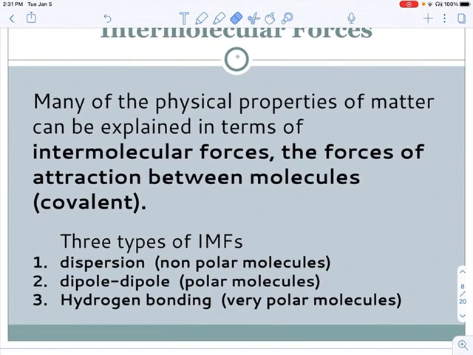And in this unit, we're studying 3 types of intermolecular forces: dispersion forces, dipole-dipole forces, and hydrogen bonding. This video is going to focus on dispersion forces. I'm going to make another video for dipole-dipole and hydrogen bonding. And we'll focus on how these intermolecular forces can explain the properties of substances.